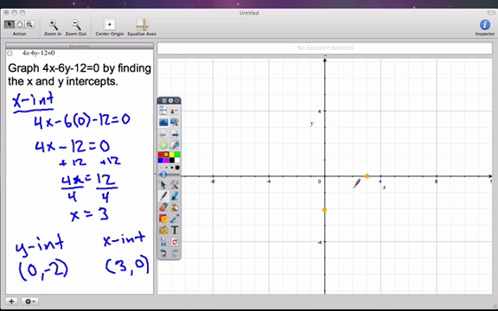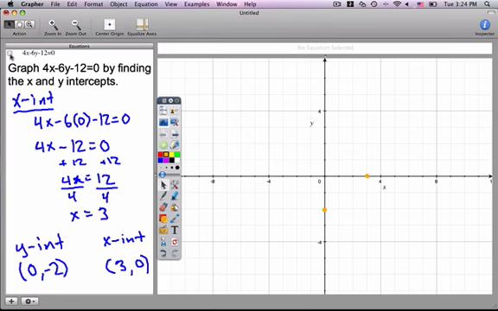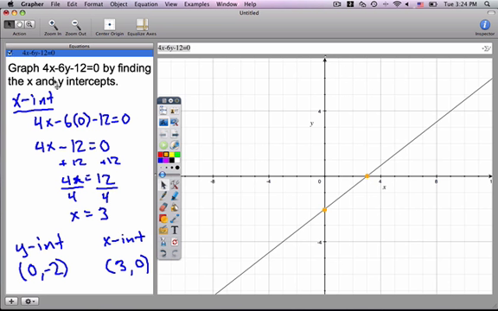So now we have 2 points. We have our y-intercept and our x-intercept. And we can create a line that goes through those 2 points. We're going to check our answer. I've put our equation into our grapher, and if we're correct, the line that pops out should go through the x and y intercepts that we found. And we can see that it does.